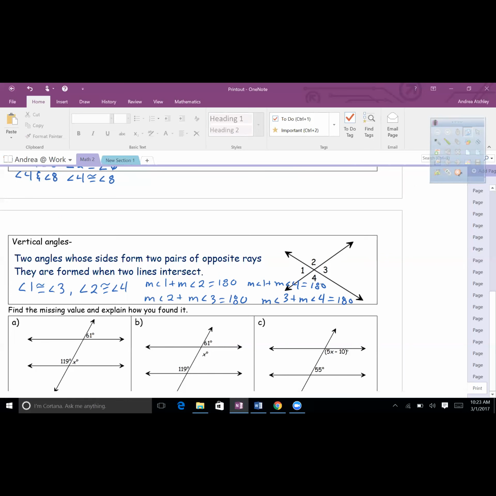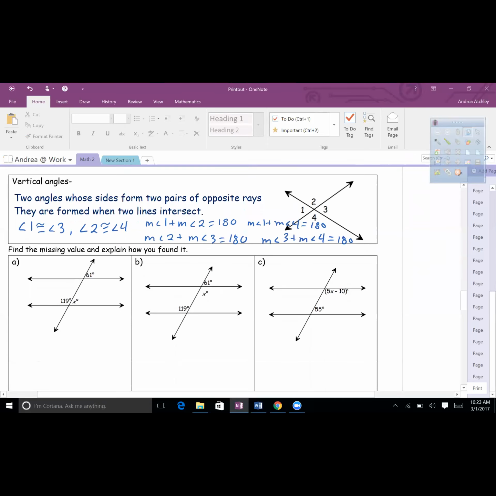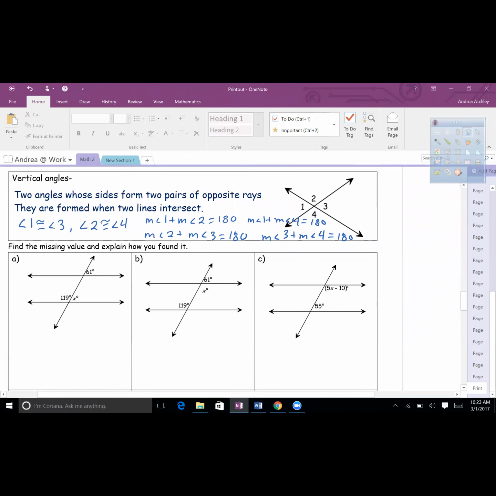Any questions over that? Okay, we do have some examples to go over then. You want to find the missing value and explain how you have found it.